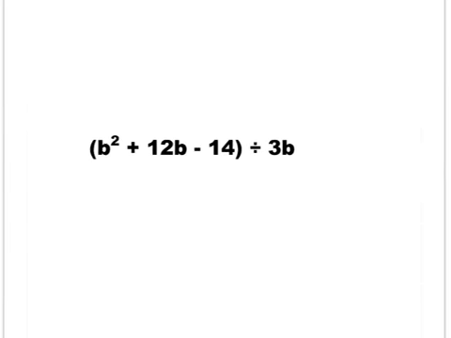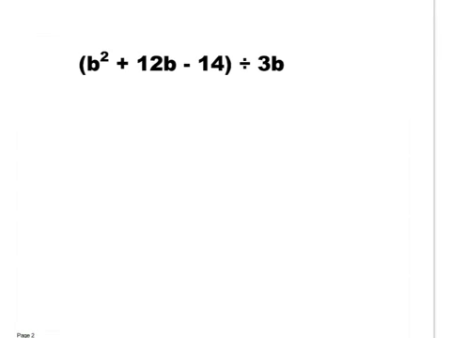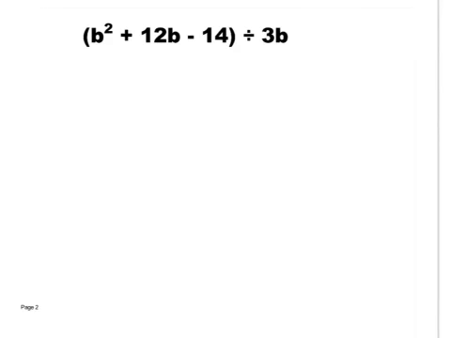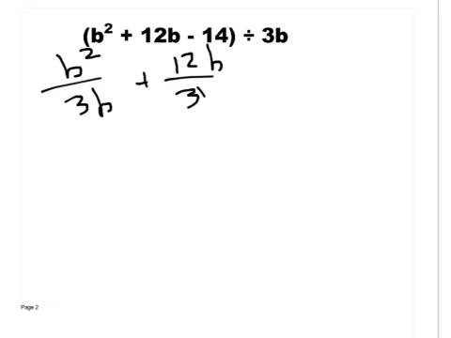Alright, let's do this one. b squared plus 12b minus 14 divided by 3b. We have b squared divided by 3b, 12b divided by 3b, and we have 14 divided by 3b.